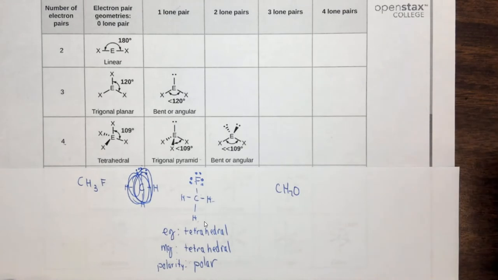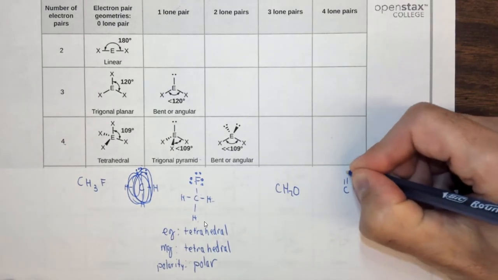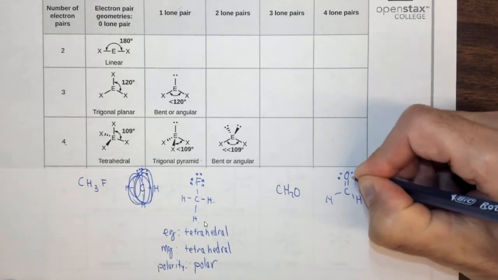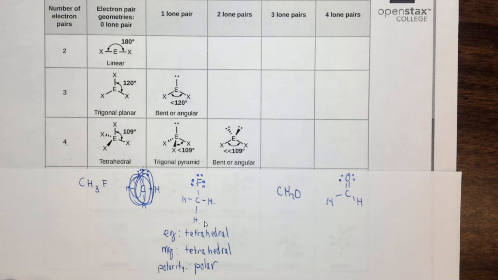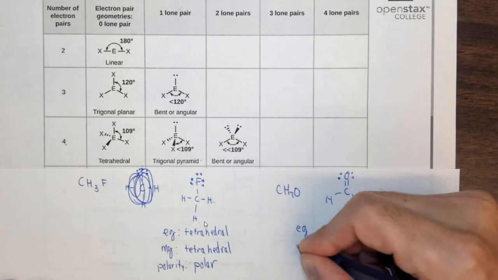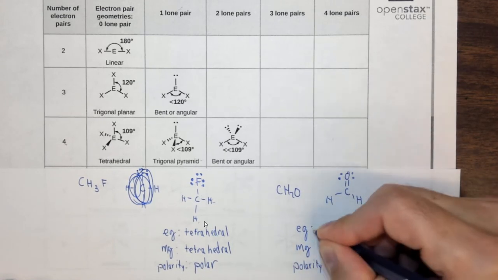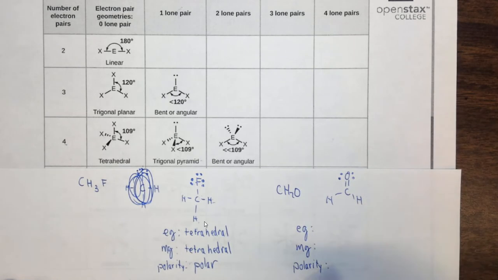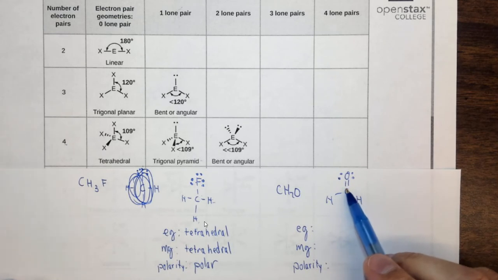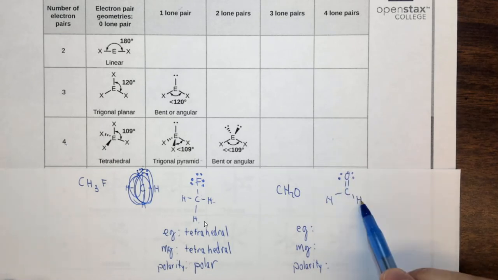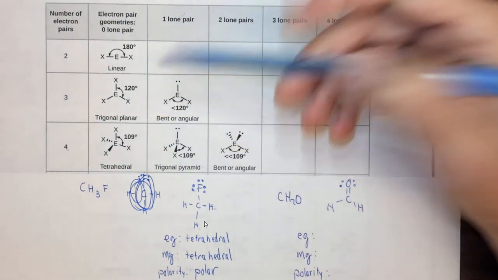CH2O. This is formaldehyde. So C double bond O, bond H, bond H. And there are lone pairs on oxygen like that. We want to know the electron geometry, the molecular geometry, and the polarity. So for the electron geometry, we count the domains. We have 1, 2, 3 domains. Note, we have a double bond here. But even though we have a double bond, the atom counts as a domain, not the bonds. So this is 3 domains. The electron geometry of something with 3 domains is trigonal planar.